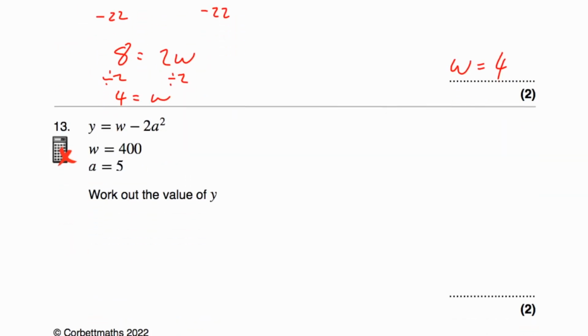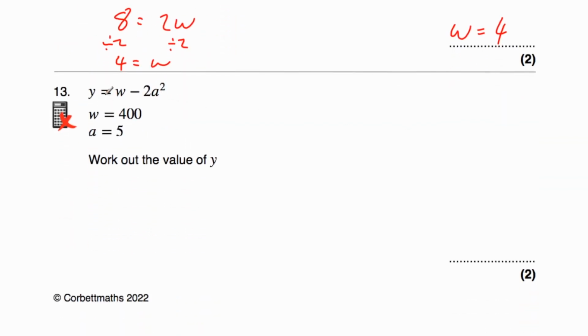Okay, question number 13. We've been told that y is equal to w subtract 2a squared, and we were told that w is equal to 400 and a is equal to 5, and we've been asked to work out the value for y. So let's substitute in our values and see what we get. So we've got y is equal to, and instead of w, we're going to write 400, and then subtract 2a squared. That means take away 2 times a squared. Now a is equal to 5, so it's going to be 5 squared. So we've got 400 take away 2 times 5 squared. Now we just need to work this out to find what y is.